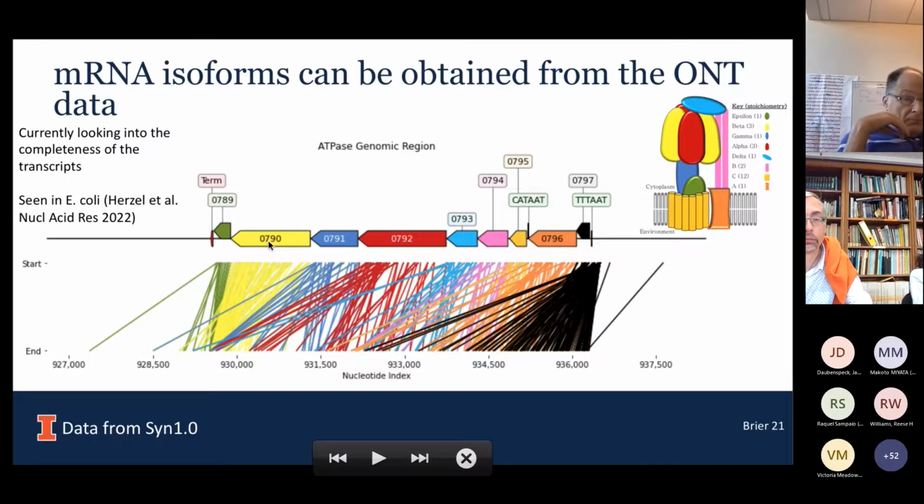Another thing to notice, and I have here, is that a lot of the transcripts, if you look at maybe, let's say, this black line here, it stops in the middle of 792. That could be from the experiment itself, but also this could be the idea that transcripts are sometimes incomplete, meaning all of the genes that are found within them are not fully encoded. And this is something that's been observed recently in E. coli.